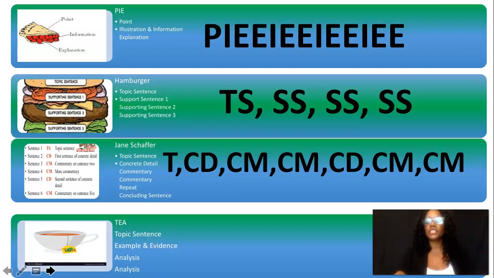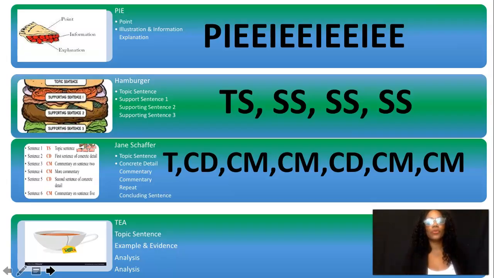The one thing that the Jane Schaffer model has is that it has what's called a concluding sentence. You should see a CS at the end of this. And I'm not a big fan of the concluding sentence, only because I find then your essay becomes repetitive. But if you're used to it, then use it. Then use the concluding sentence at the end, but that's the Jane Schaffer model.